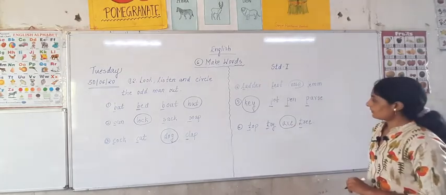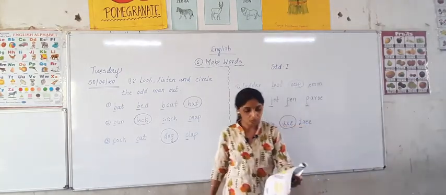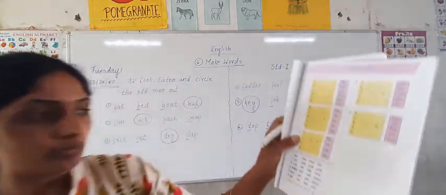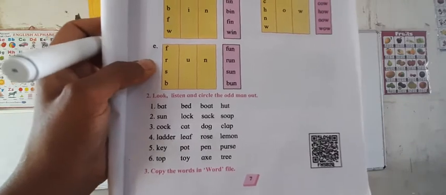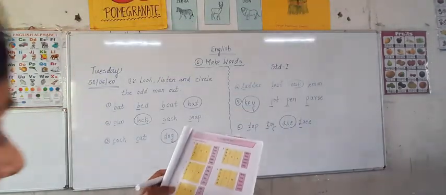Have you understood? In this way, we have completed question number 2 of our textbook. I'll show you this question. Please see this question in your textbook and complete this. You have to circle the odd man out in the second question.